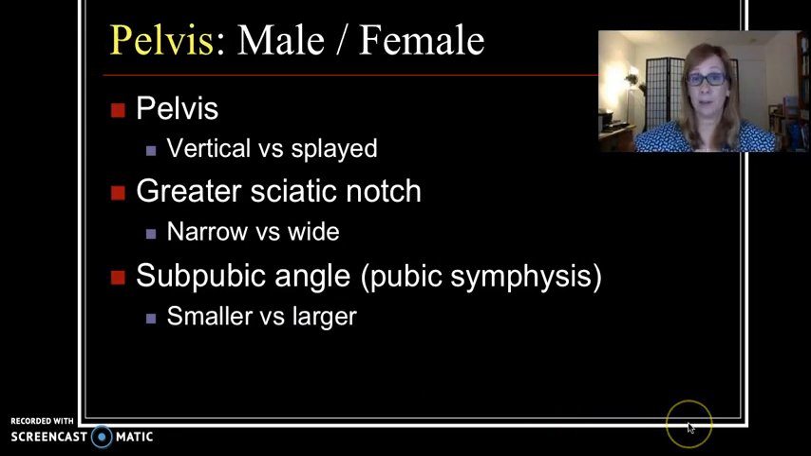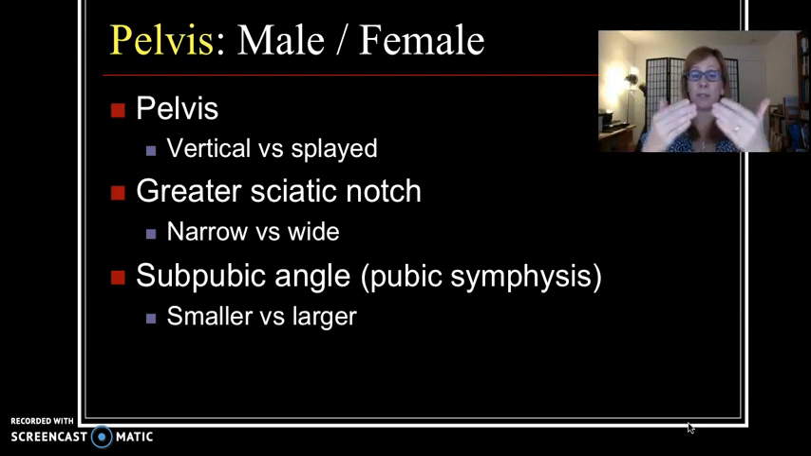The subpubic angle is the third thing you look for. And the subpubic angle is an angle right underneath the pubic bone, which is around the front of the pelvis, right? So it would be this angle down here. I'll show you the picture again in just a second.